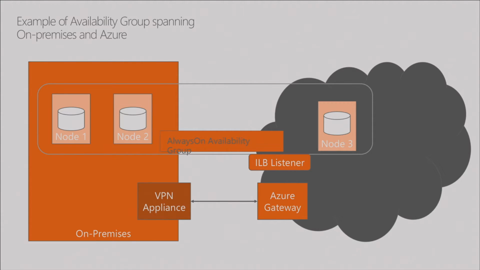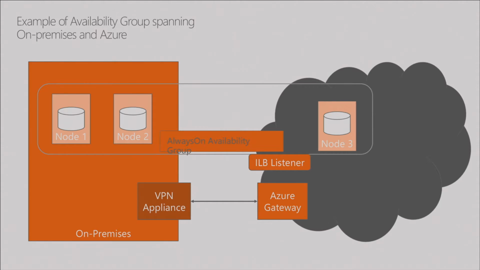So if we were to build an availability group stretching between our on-prem environment and Azure, this is basically what it's going to look like. We've got 2 nodes there on-prem on the left. We've got our 3rd node over there on the right, and that's up in the cloud. That's a stretched availability group between them.